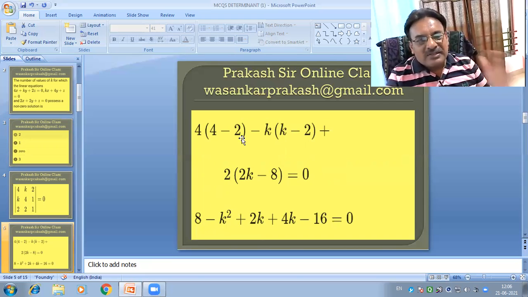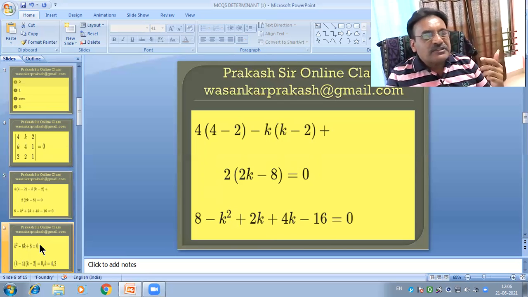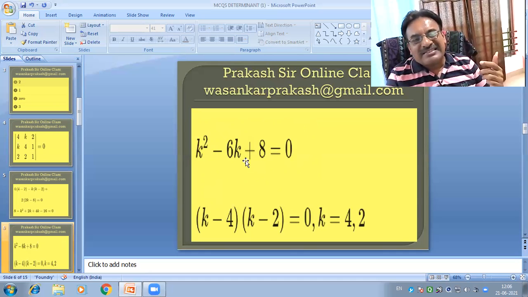Then we solve this: 4 minus 2 is 2, 2 into 4 is 8, minus k into k is minus k square, negative negative positive, 2 into k so plus 2k, 2 into 2 is 4k so plus 4k, 2 into minus 8 is minus 16, which is equal to 0. Then we solve again and get a quadratic equation. We know that a quadratic equation has two roots. We find the roots of the quadratic equation and get the required value of k. After solving this, we get the quadratic equation k square minus 6k plus 8 equals 0, which is a quadratic equation in k.